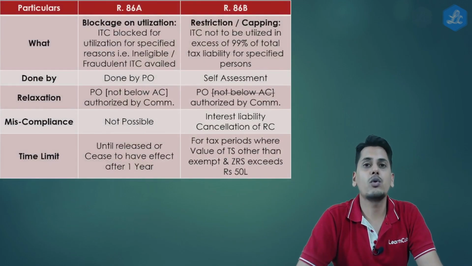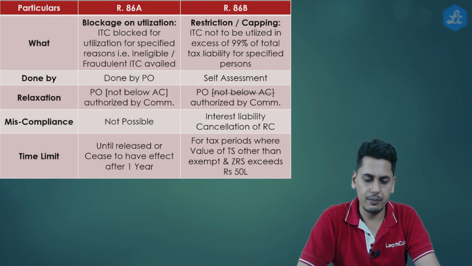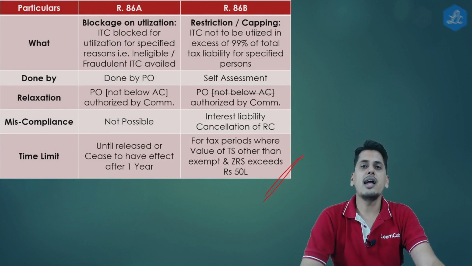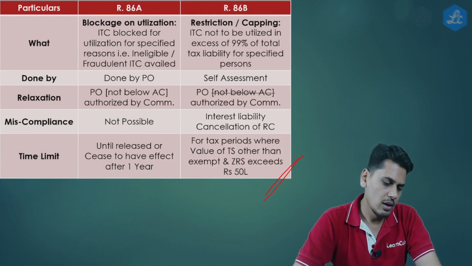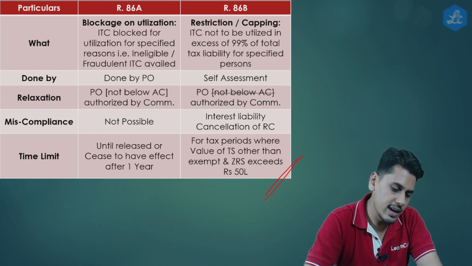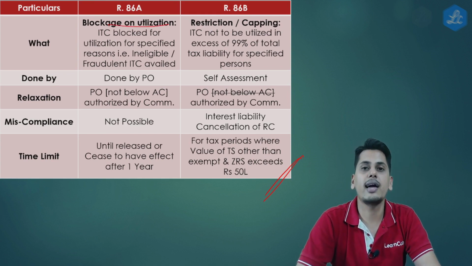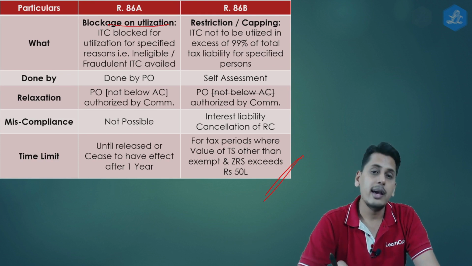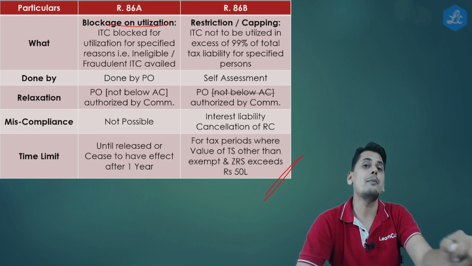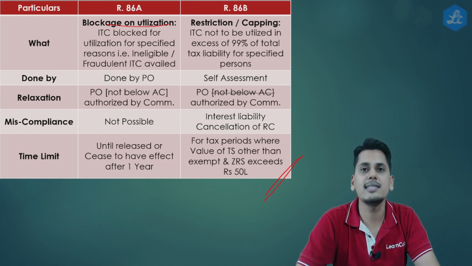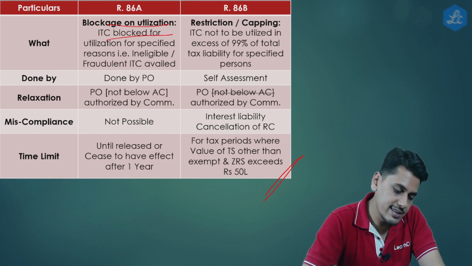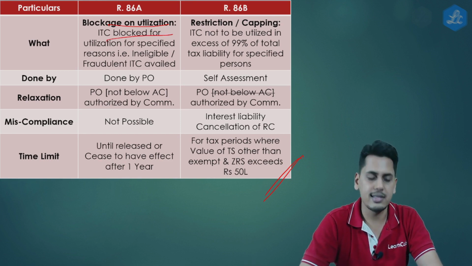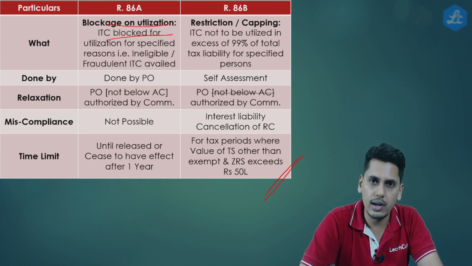Friends, we have spent quality amount of time understanding Rule 86B. Let us spend a few moments understanding and appreciating the difference between 86A and 86B. What is 86A? Friends, 86A is a blockage of your input tax credit ledger. It is a blockage of your electronic credit ledger. 86B is a restriction, or a capping, which is placed on utilization of your electronic credit ledger. So 86A, ITC is blocked for utilization for specified reasons, either ineligible ITC or fraudulent ITC.